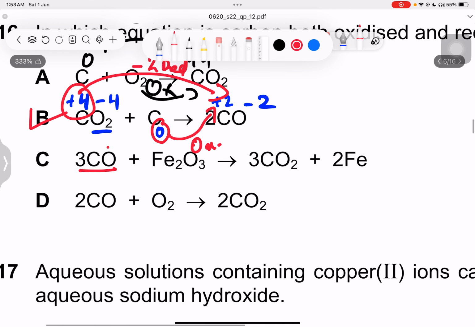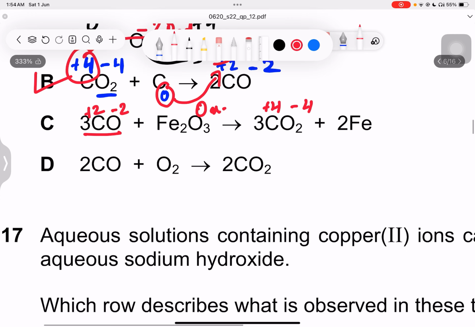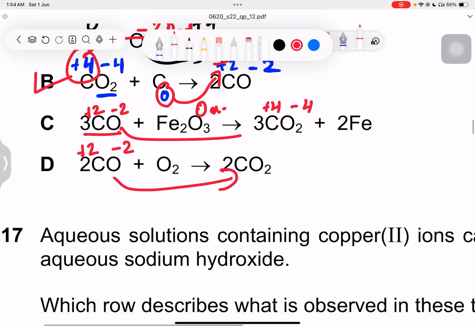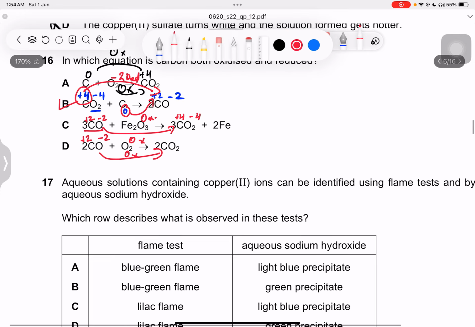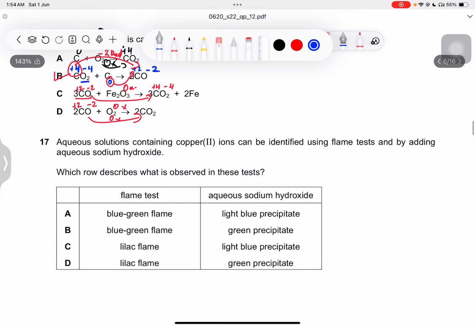As for this, it was minus 2, this was plus 2, so it should be oxidized over here because this is minus 4, this should be plus 4. Over here also it is minus 2 plus 2, so the same is happening in both cases, only oxidation. So option B is correct.